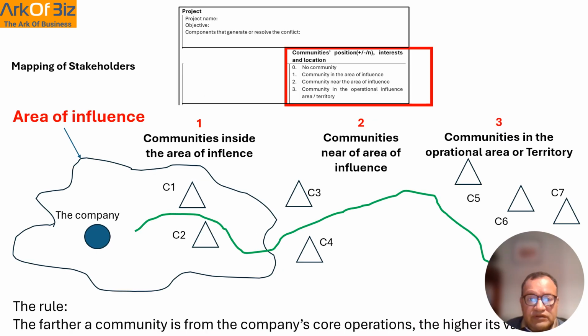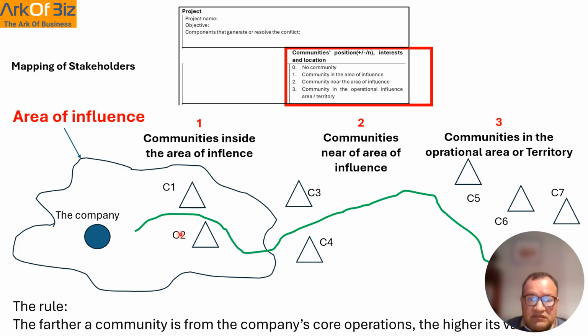So let's remember the definitions of the prompts inside the community's positions. The company needs to define the area of influence carefully, taking into account environmental or social factors. Within this area of influence, some communities are directly located inside, for example, Community 1 and Community 2 here. The company usually works with these communities on social projects that benefit their members. These communities are assigned a value of 1.